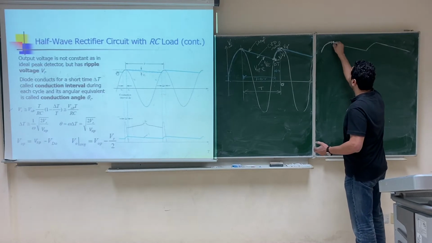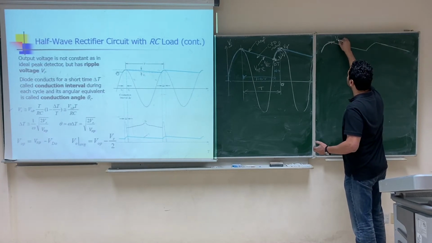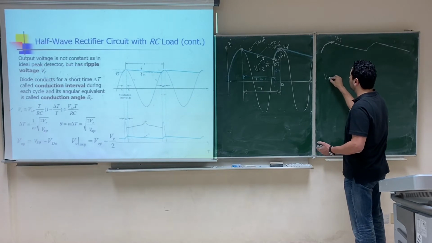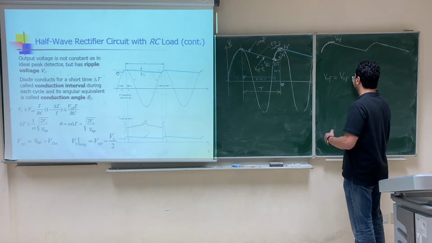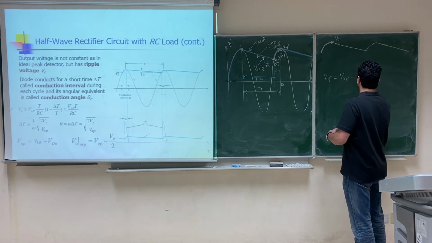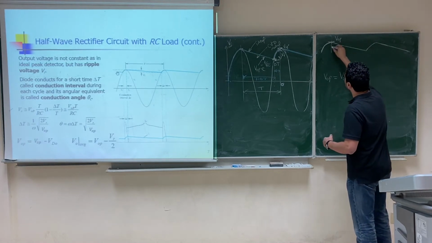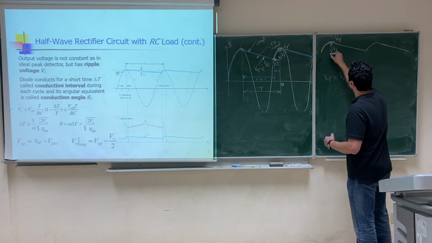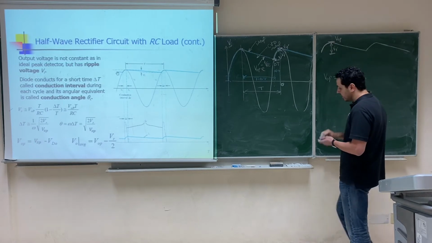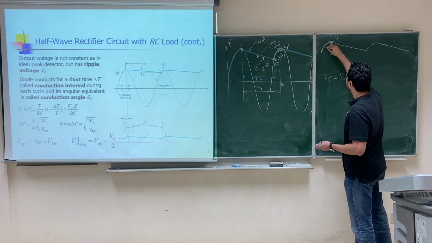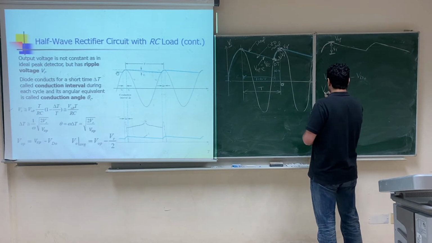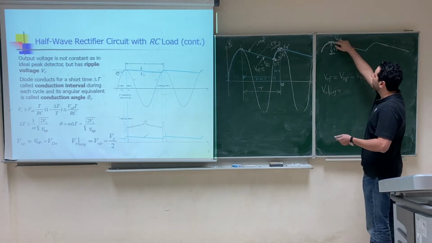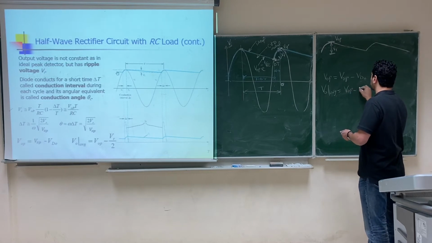We defined the maximum or the peak of this voltage to be V output peak, and we found the relation between V output peak and the peak of the secondary voltage, V secondary peak, minus V diode, okay? And we defined the variation in the output voltage to be called V ripple. So V ripple is the difference between the maximum and the minimum of the output voltage. And we defined the average of the output voltage, V output average, to be V output peak minus half of the ripple.